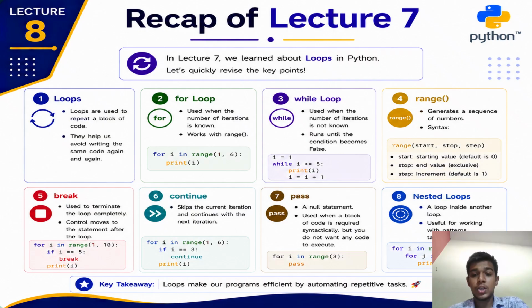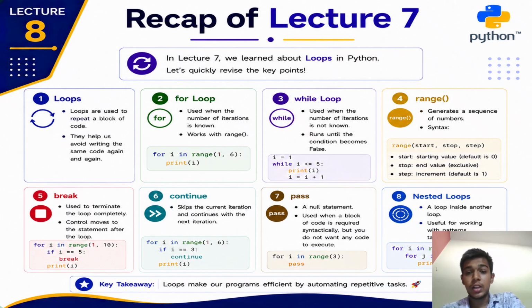The first loop that we studied was the for loop. Use a for loop when we already know how many times we want to repeat a task. It commonly works with the range function to generate a sequence of numbers. Next, we learned about the while loop. Unlike the for loop, a while loop keeps running as long as its condition is true. It is useful when we don't know the exact number of iterations in advance. We also learned that if we forget to update the condition inside a while loop, it may create an infinite loop, which is a programming error.